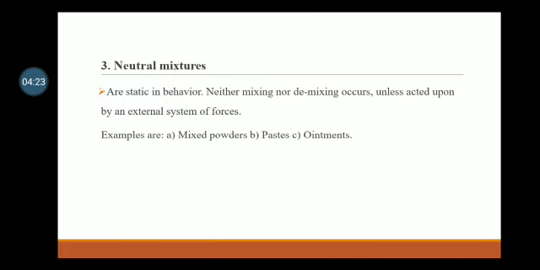Neutral mixtures. They are static in behavior. Neither mixing nor demixing occurs unless acted upon by an external system of forces. Examples are mixed powders, pastes, and ointments.